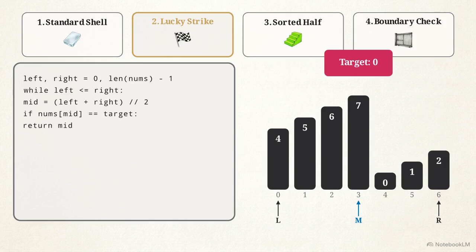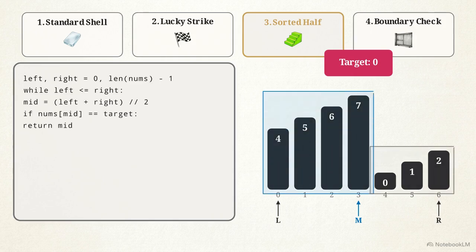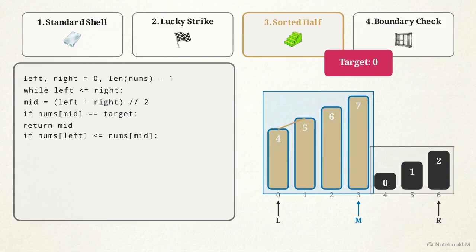If we haven't found a match, we move to block 3, identify the sorted half. We need a way to tell which side of the middle index is the unbroken staircase without having to look at every number in between. We use the condition if nums[left] is less than or equal to nums[mid]. By comparing the leftmost number against the middle number, we prove that everything in between them must be in ascending order. Checking these two endpoints is an O(1) operation that provides a definitive guarantee about the structural integrity of that half of the array.